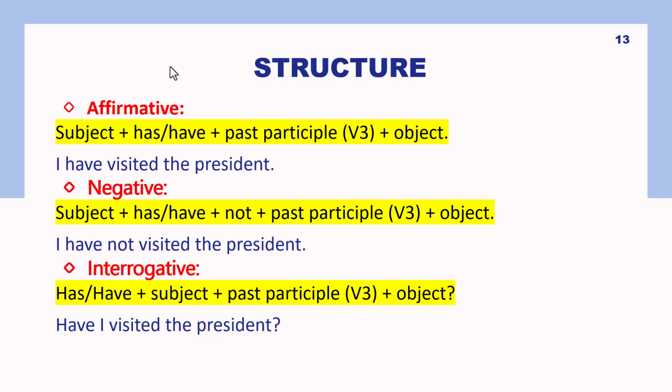If you'd like to make an affirmative or positive sentence, first of all, you have to use a subject, and then you have to use the helping verbs has or have, and then past participle or the third form of the verb. For example, drink, drank, drunk. So in here, drunk is the past participle or the third form of the verb drink, and object. Look at the example. I have visited the president.